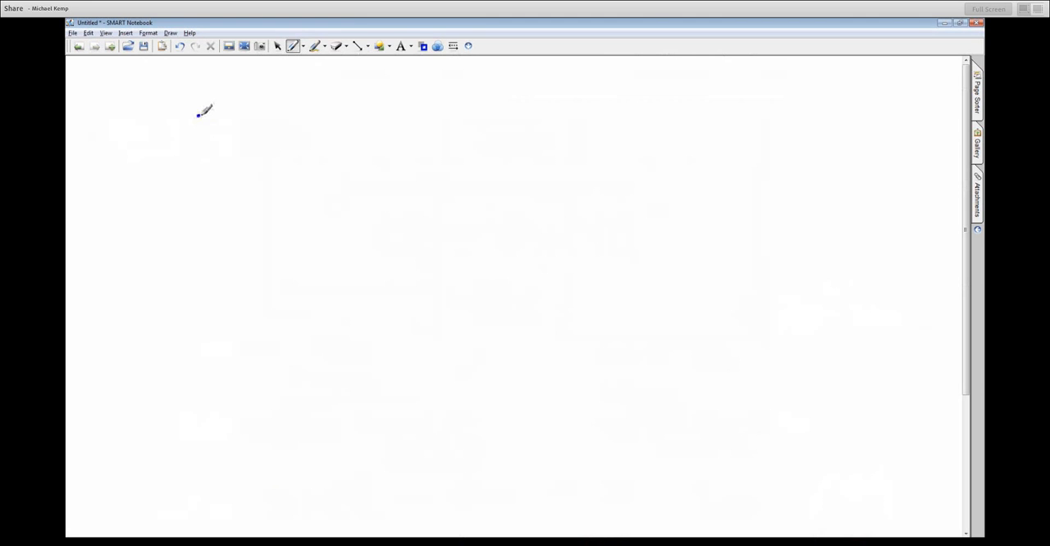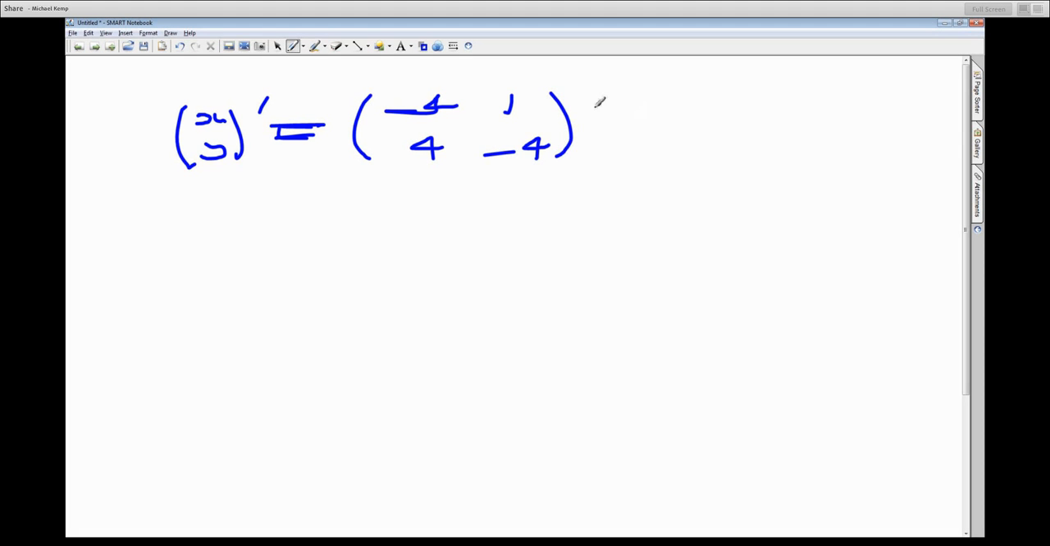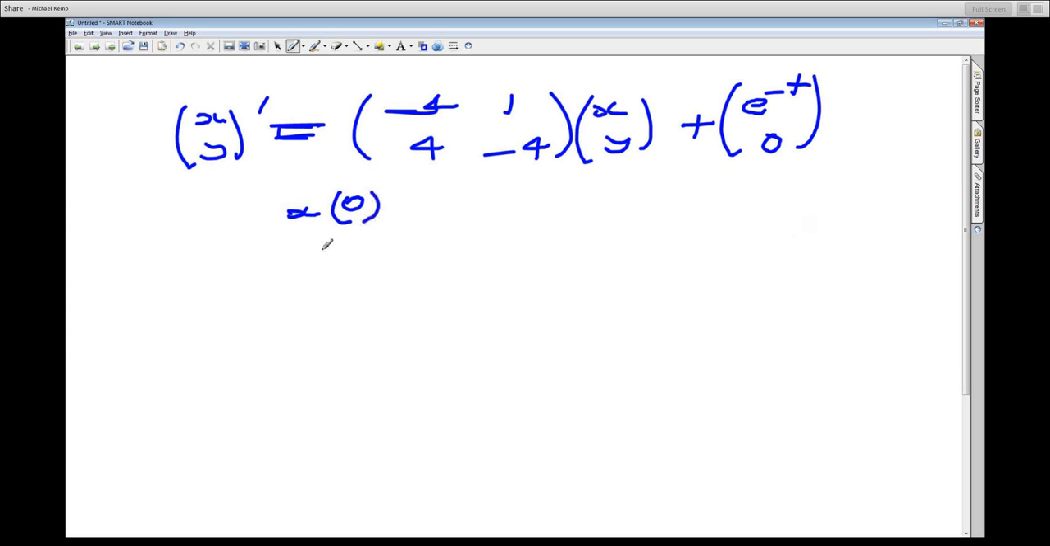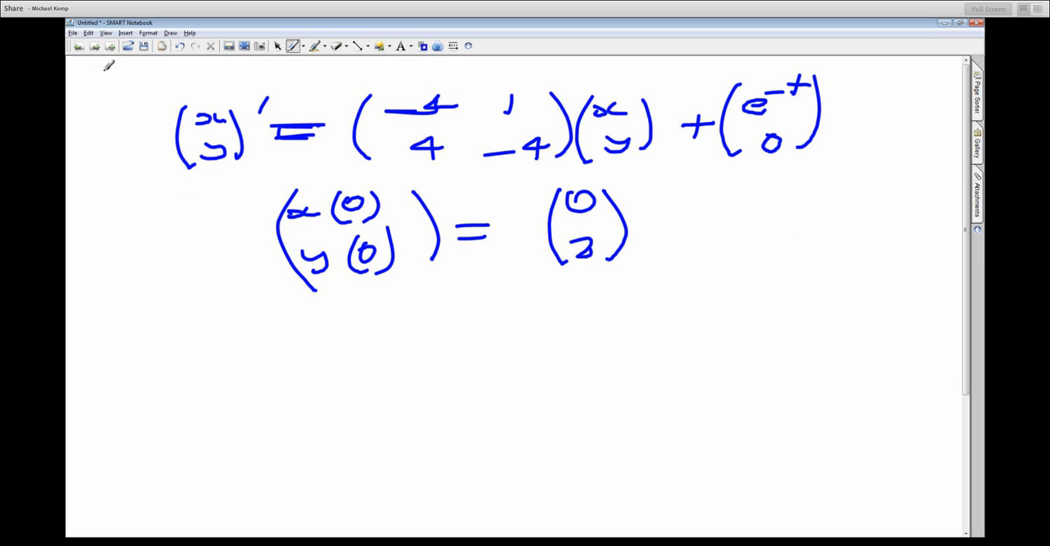So we've got xy dash is equal to our matrix from before, so minus 4, 1, 4, minus 4, times xy, but what we got is an inhomogeneous term. And the inhomogeneous term, as a matter of fact, looks like this. And we know that at time 0, this is equal to 0, 2. So this is what we're trying to solve.